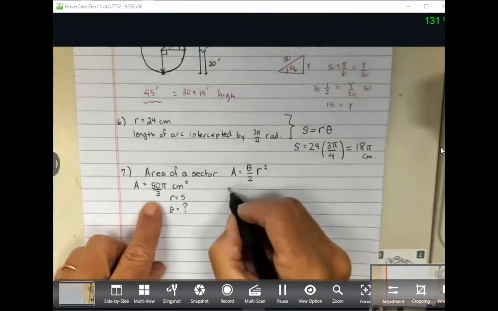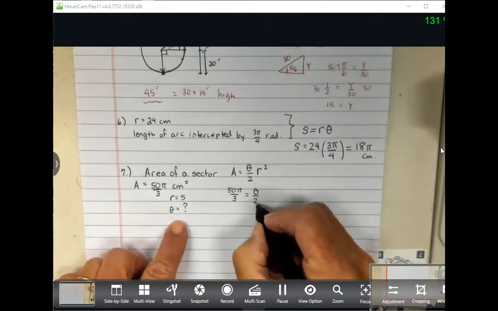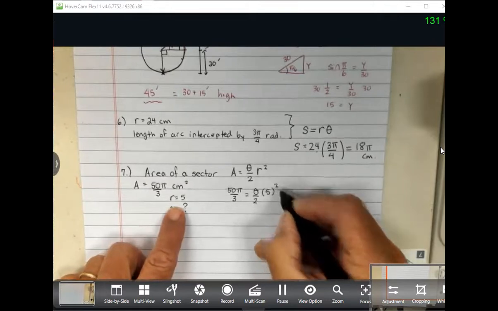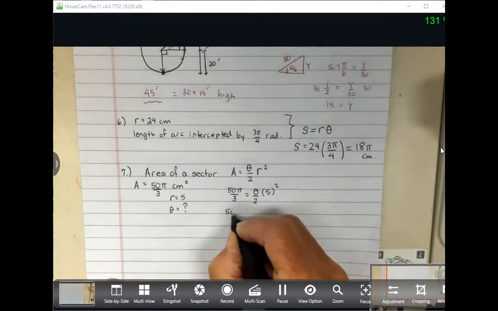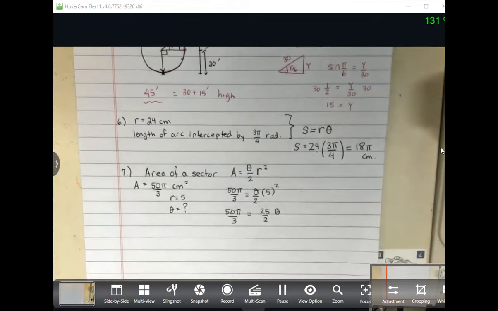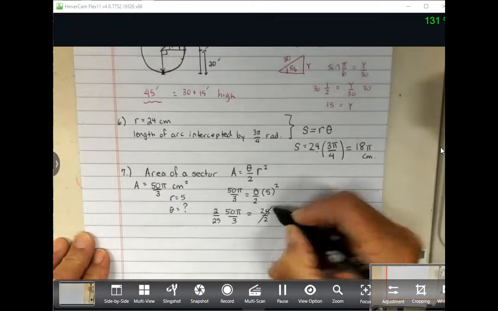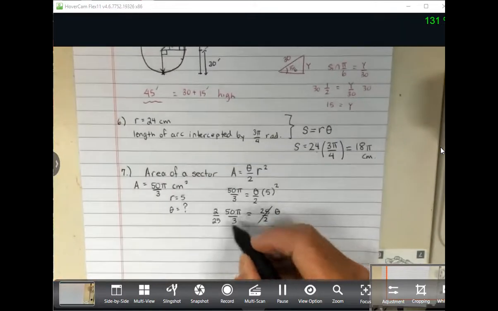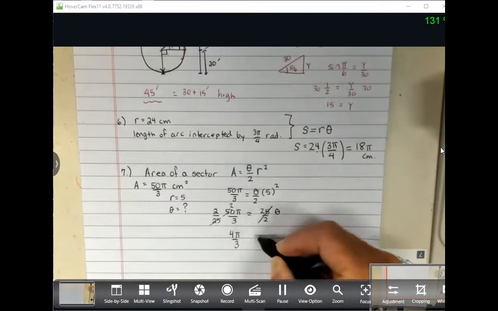So I'm going to put the 50 pi over 3 over here on the left. Theta we don't know. And r is 5. So when I do the squaring on the right-hand side, I get 25 over 2 times theta. And so to solve for theta, I just multiply both sides by the reciprocal, 2 over 25. And then the 25 goes into 50 twice. And so my angle is 4 pi over 3.